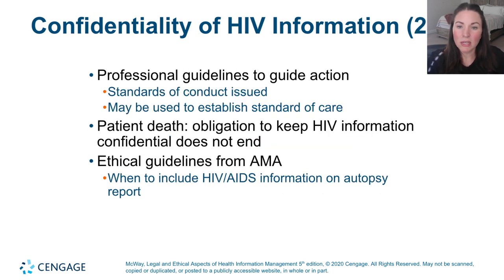Most professional associations have guidelines that help the doctor decide on the course of action, or to establish standard of care. The American Medical Association, or AMA, has a set of ethical guidelines, and it says that even after a patient dies, their HIV information still has to remain confidential, and it specifies when that information can be included in an autopsy. It has specifically what instances would allow it.